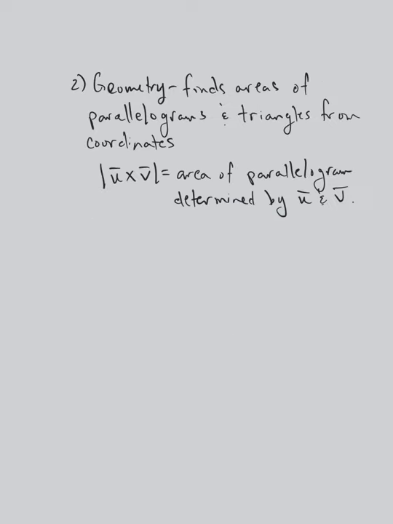Okay, and so another common use is in geometry. It can find areas of parallelograms and triangles from just coordinates without having to go through the trigonometry. And if you remember, with that coordinate-free definition, the length of u cross v is the area of the parallelogram determined by u and v. Okay, so let's look at a case right here of a parallelogram. Let's just do it in 2 dimensions, and so it's pretty easy to do.